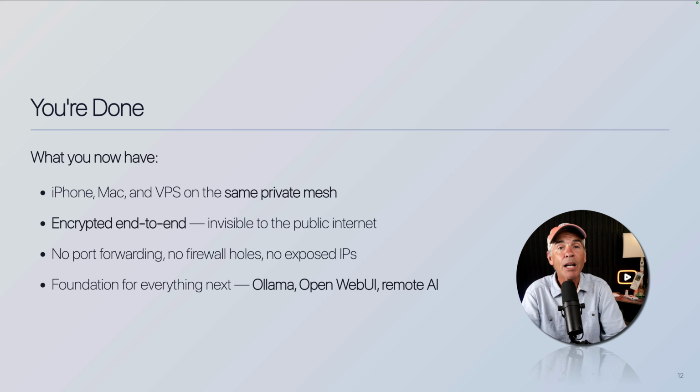And there's a lot you can do with it, which I'm going to show you in follow-up tutorials. And that is how you set up a Tailscale private mesh network on an iPhone, MacBook Pro, and a Hostinger VPS.